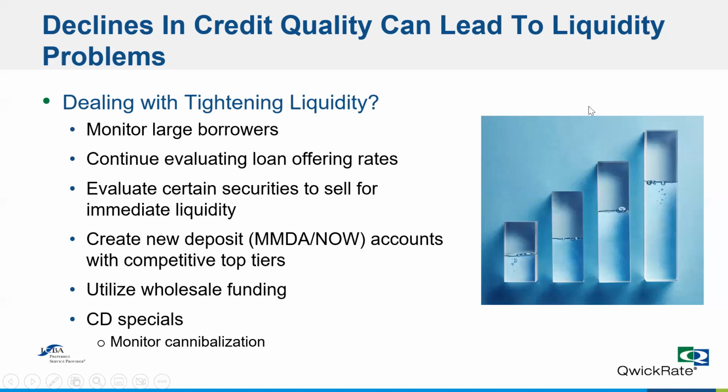And so again, history would certainly suggest, and we've talked about this on our quarterly webinars, that declines in credit quality can often impact liquidity. So things to be considering and monitoring in our banks are our concentrations in our large borrowers.